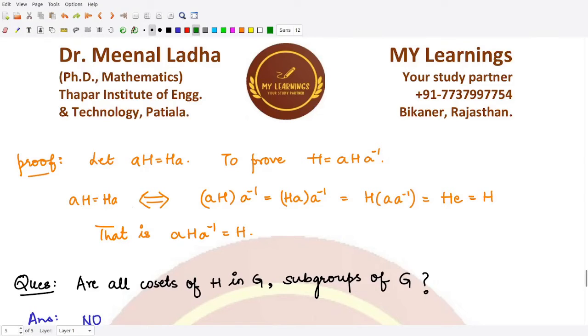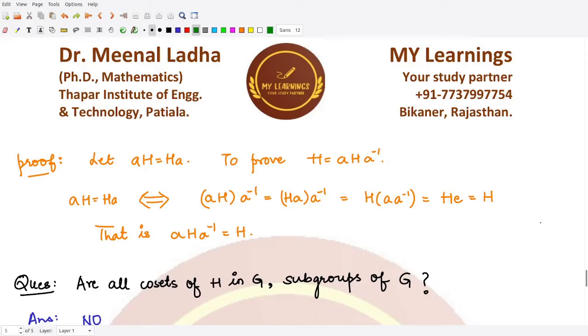So we have AHA inverse is equal to HAA inverse. Now we can apply the associative property so that it becomes AA inverse, and this AA inverse becomes E, and E is present in H because H is a subgroup of G. So therefore HE would be equal to H, correct? So from here we can clearly see that AHA inverse is equal to H if and only if we have the left coset equal to the right coset, and this proves the result in both ways, correct?